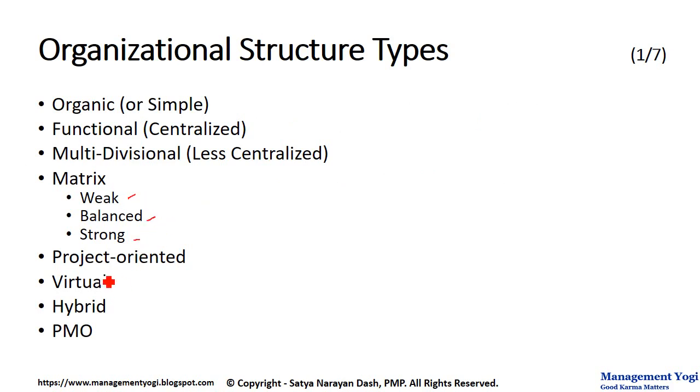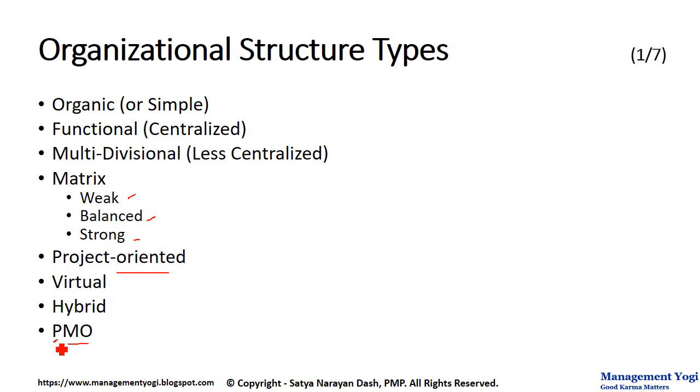Next, project oriented organization, which are completely project specific. The organization is project oriented fully. Virtual organization, then hybrid organization, and a special type of organization which is also prevalent in many organizational structures, that is PMO, or project management office.